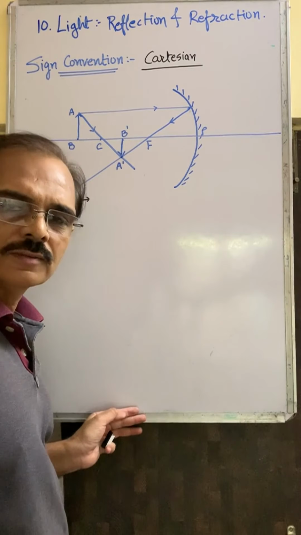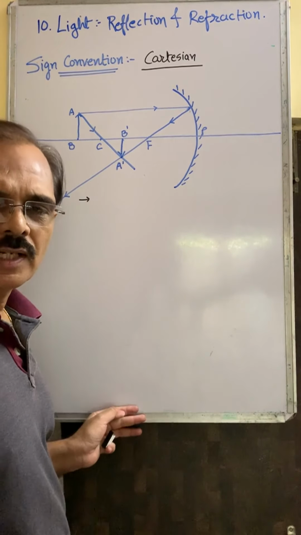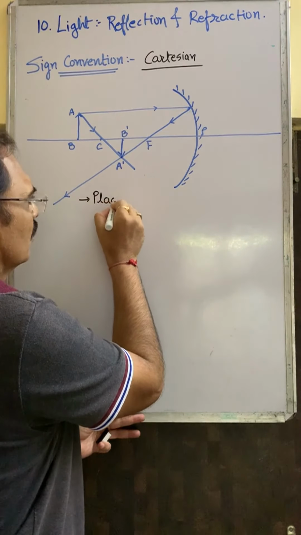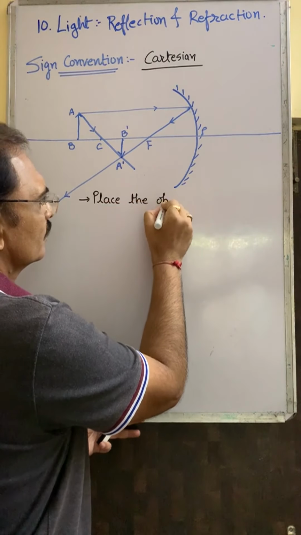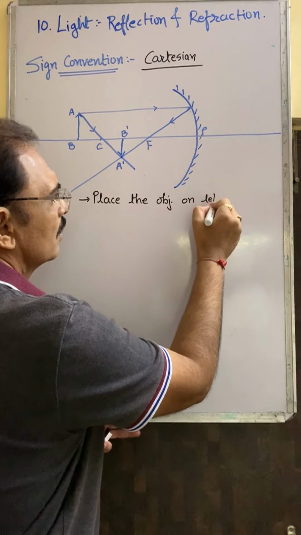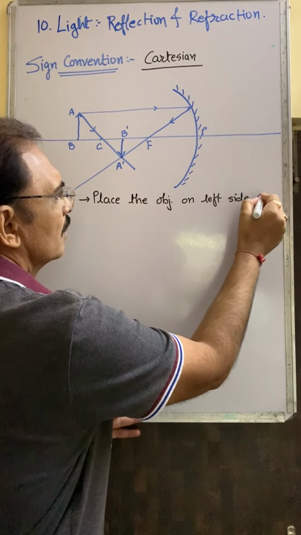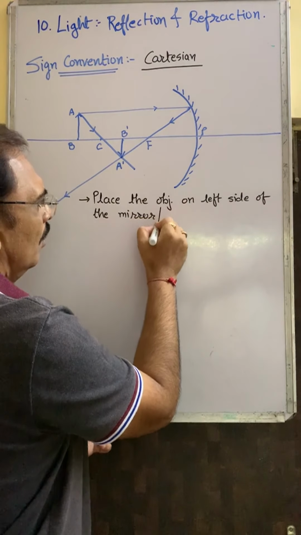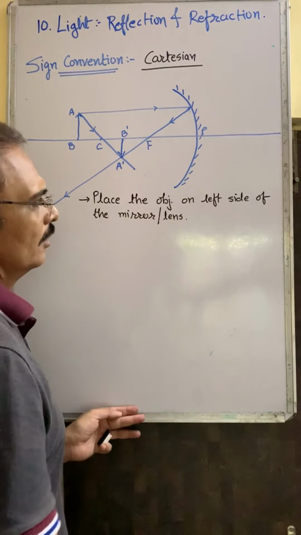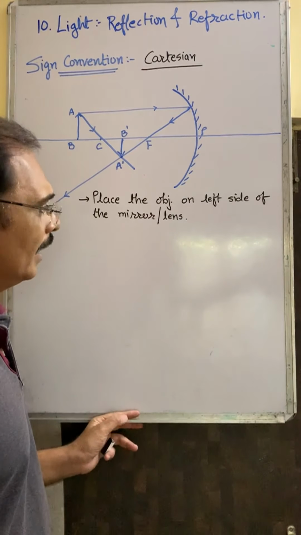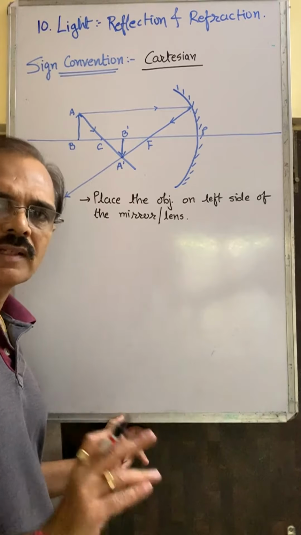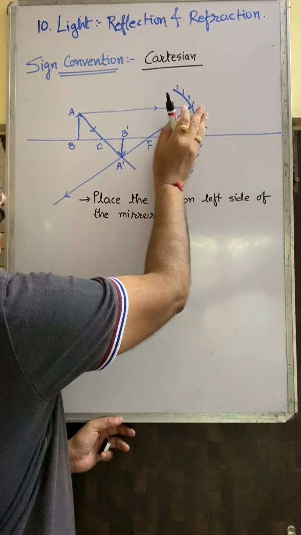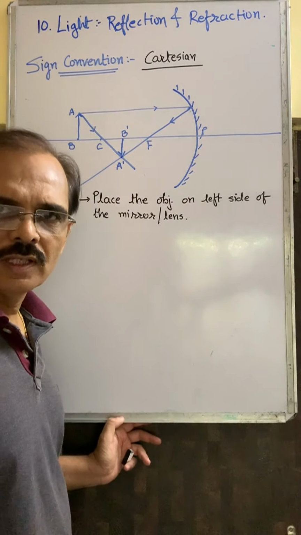The first rule is what? Always place your object on the left side of the mirror or lens. In lens also the same rule is there, so we don't repeat it. Is it okay? Place the object means the object is placed always on the left side of the mirror or lens.